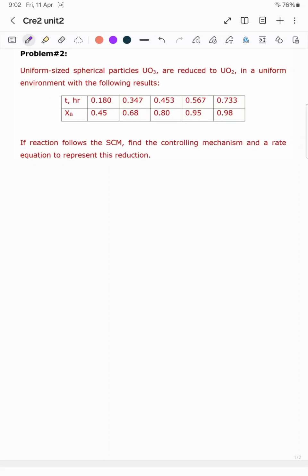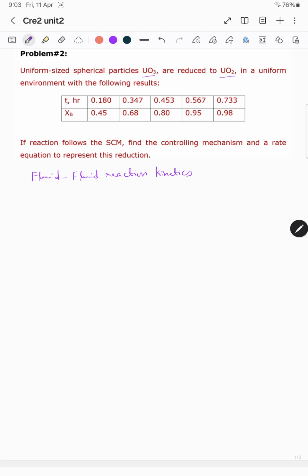Yeah, so this problem is related to fluid reactions, reaction kinetics. So here the question is given as uniform sized spherical particles of UO3 which is reduced to UO2 in a uniform environment with the following results.